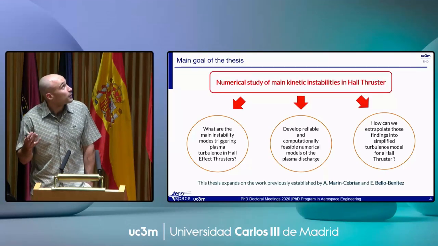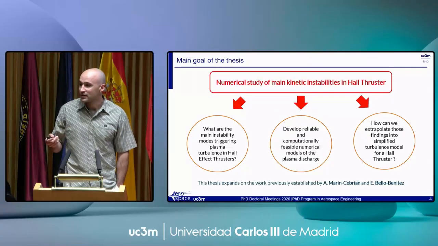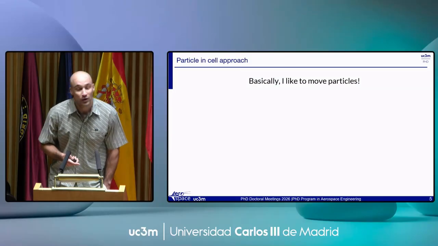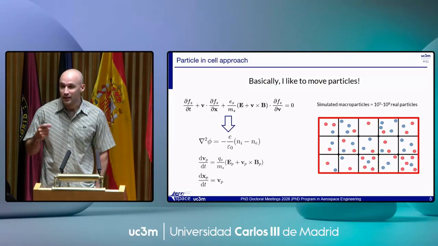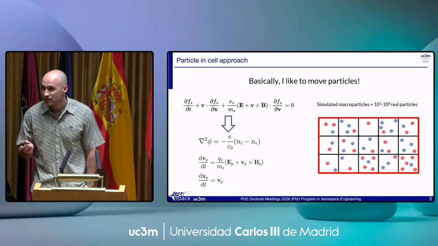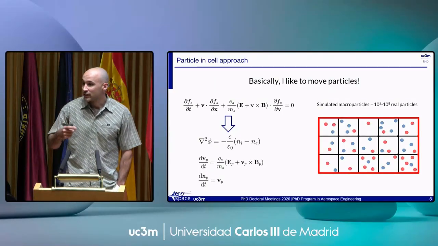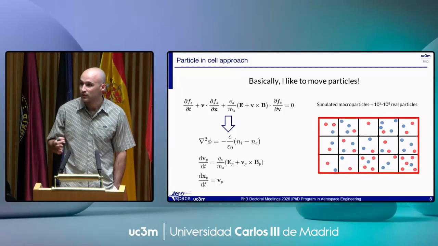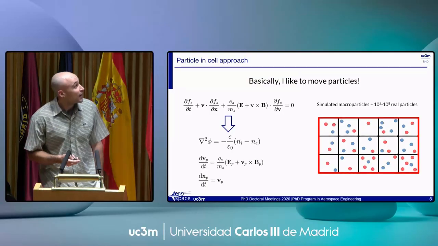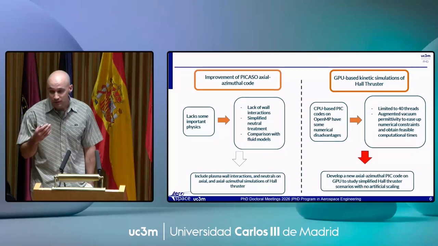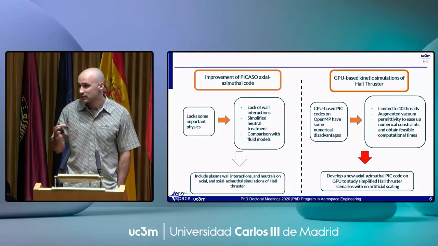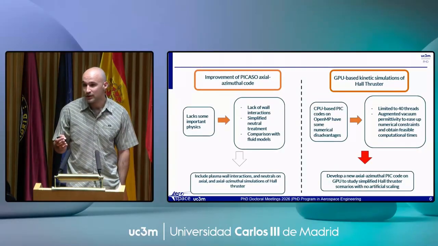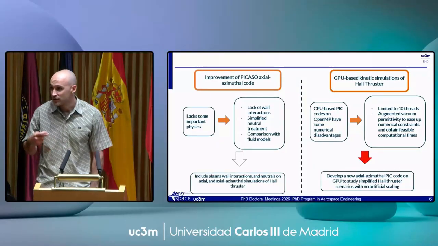So how do we do the numerical study? We use a particle-in-cell approach, which, in plain words, is moving particles around. Instead of solving the distribution function of electrons and ions, I simulate macroparticles in a grid domain and move them with the electric force that they experience as well as the magnetic force. My thesis was more or less separated into the improvement of the Picasso code, which is the code developed by Enrique and Alberto, and the GPU-based kinetic simulations that we just started to develop.